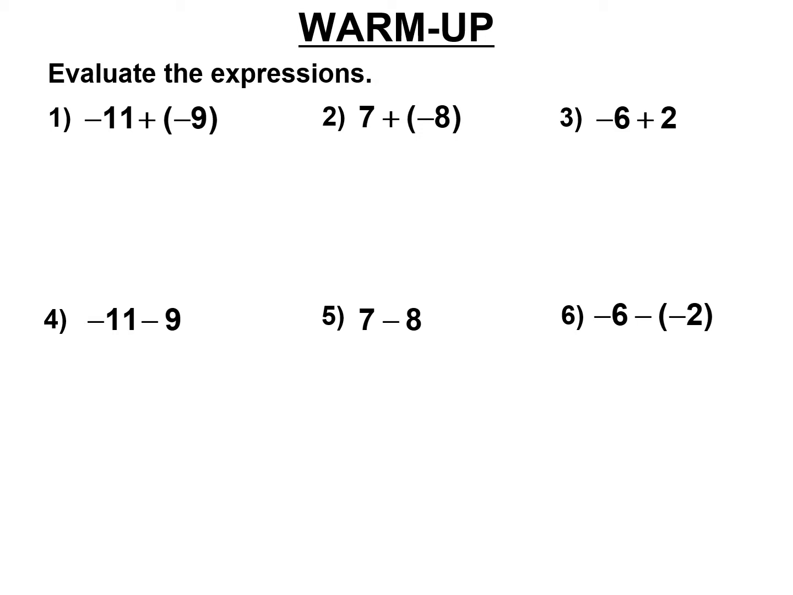So negative 11 plus negative 9 is negative 20, right? You owe 11, you owe 9, you owe 20. 7 plus negative 8 is negative 1. You have one extra negative. Negative 6 plus 2 is negative 4. You have 4 extra negatives.